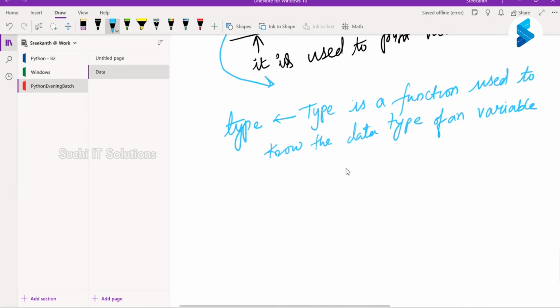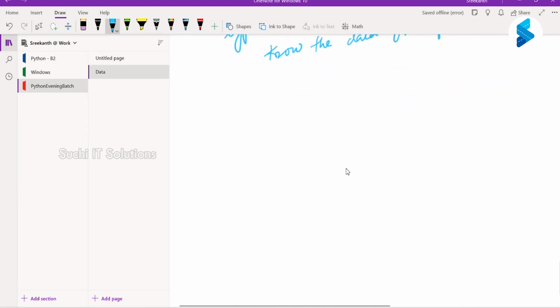Now, there are different operators when it comes to numbers. What are the different operators that we have? Arithmetic. So what are the arithmetic operators? You have plus, you have minus, you have star, which is multiplication, and you have slash, which is your division, and you have the modulo operator, which is modular division.